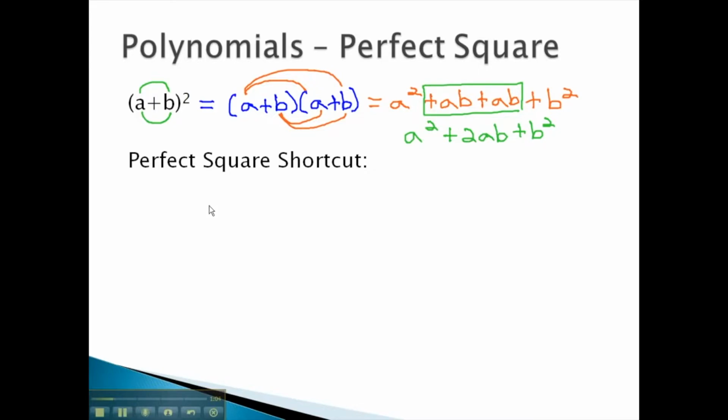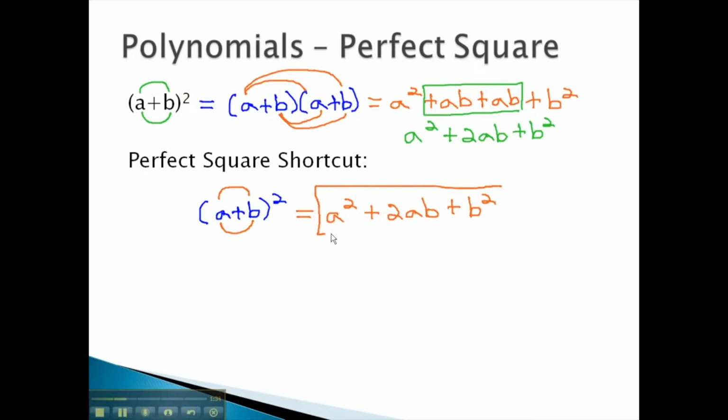This gives rise to our perfect square shortcut. If we have a plus b squared, we can multiply them together by squaring the first term, and then taking the product, ab, twice. ab and ab is 2ab. And finally, we can square the last term to get b squared.